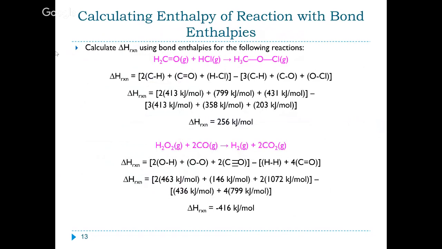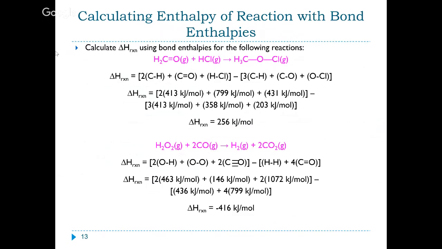So calculating enthalpies of reaction using the bond enthalpies for the following reactions that I'm giving here in pink. We have formaldehyde reacting with hydrochloric acid to form this new compound. So we're looking at each of our individual bonds and adding them up. On the reactant side, in the formaldehyde, the H2C double bond O, I've got 2 carbon to hydrogen single bonds. I've got 1 carbon oxygen double bond. And I have 1 hydrogen to chlorine single bond.